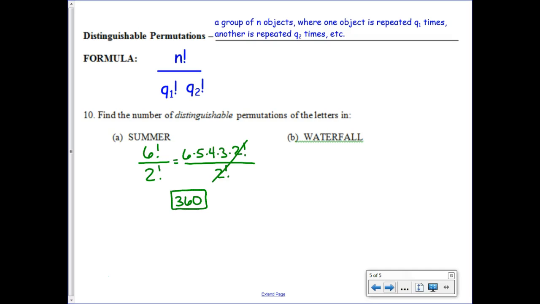Now, in the word waterfall, I have 9 letters. I have A's that repeat twice, and I have L's that repeat twice. I don't think I have any others. If I put that in the calculator, I get 90,720.